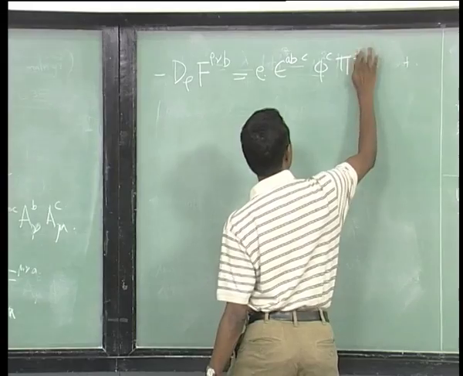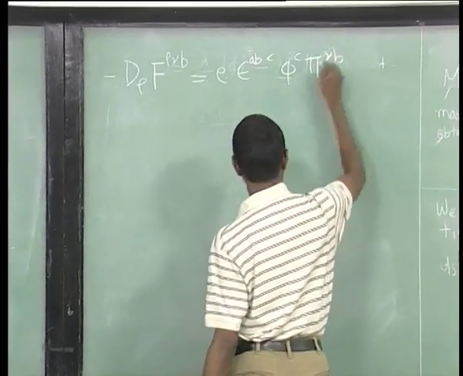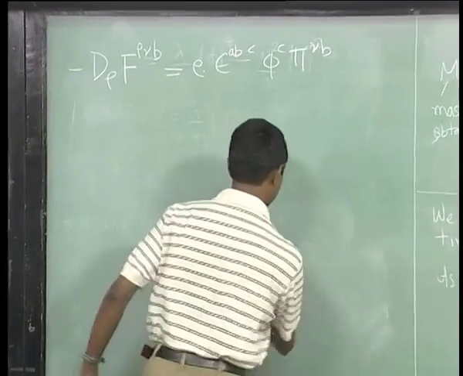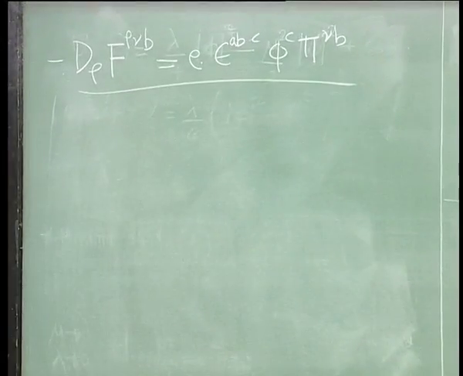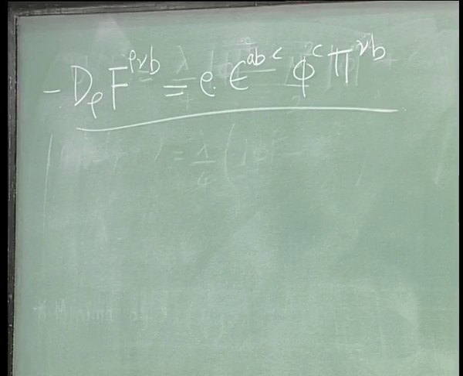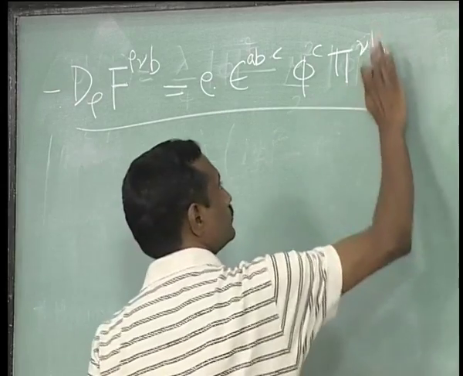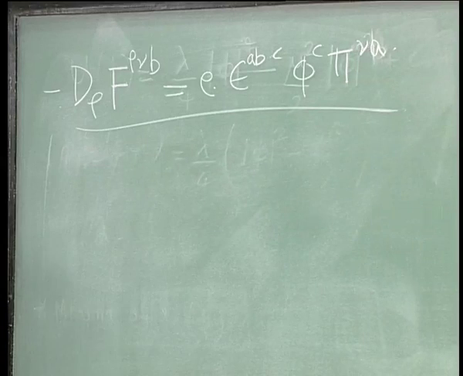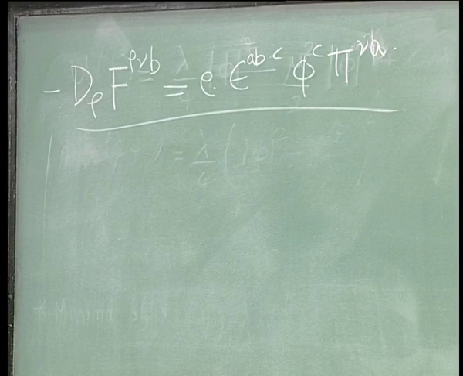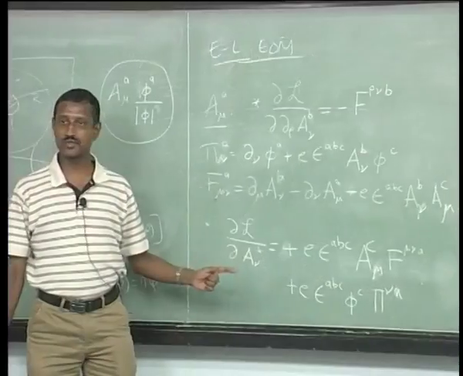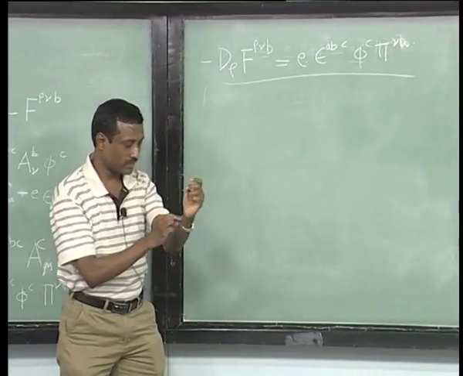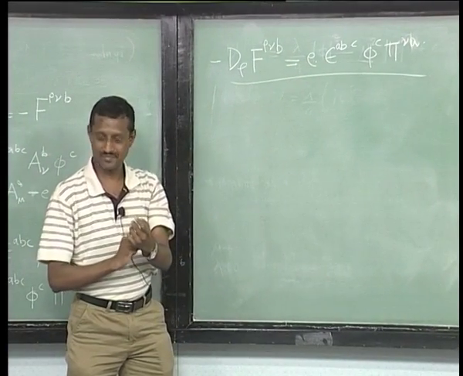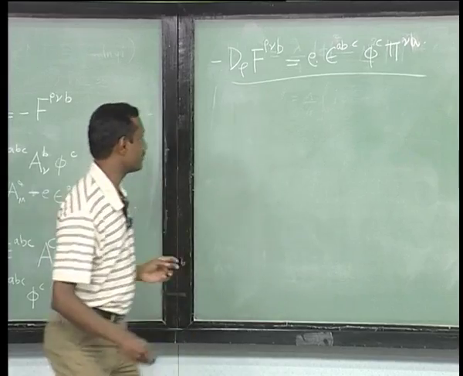Pi nu b. Okay, so you can see that it's not as complicated as it looks, because of symmetry. This equation better be nice. Your right hand side transforms properly, so the left hand side will too. So that's what happens out here.